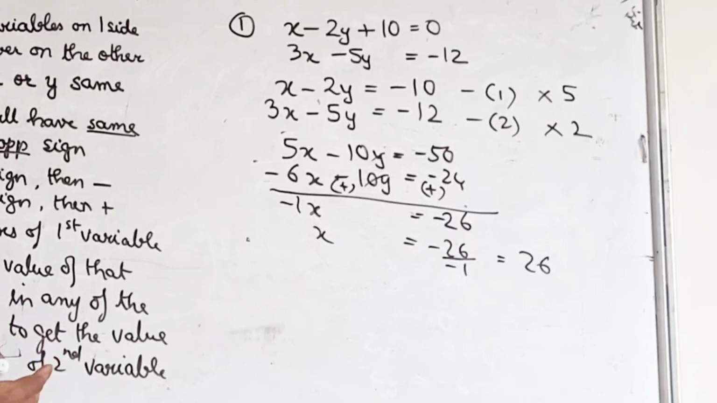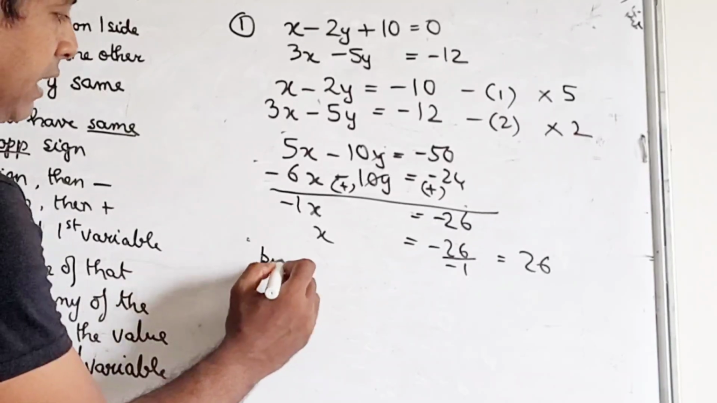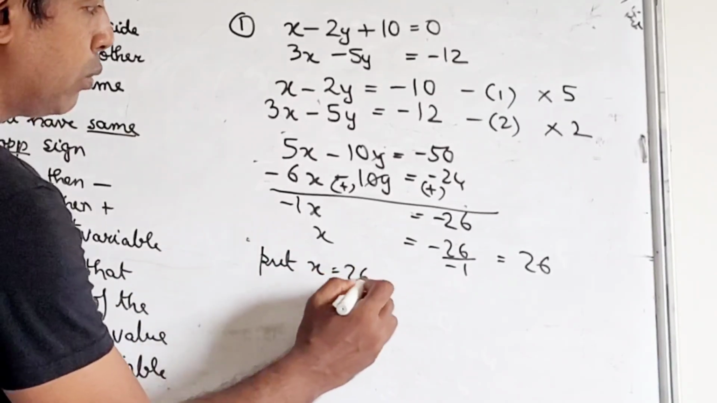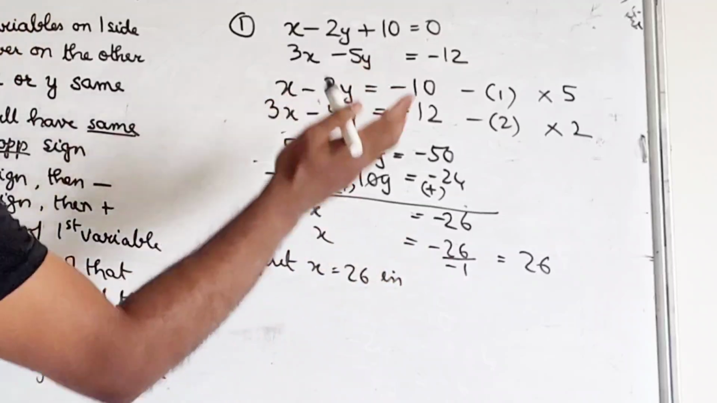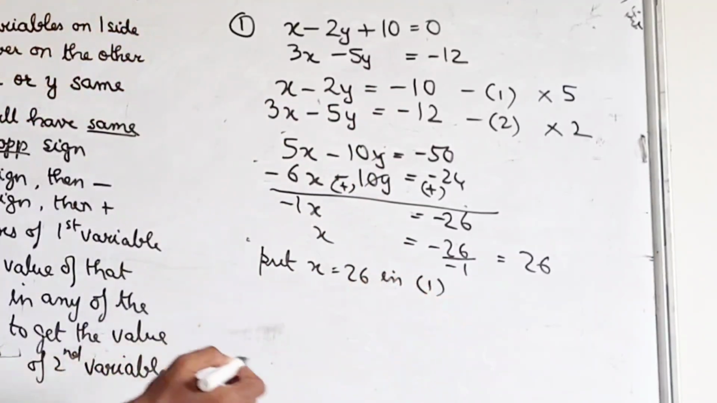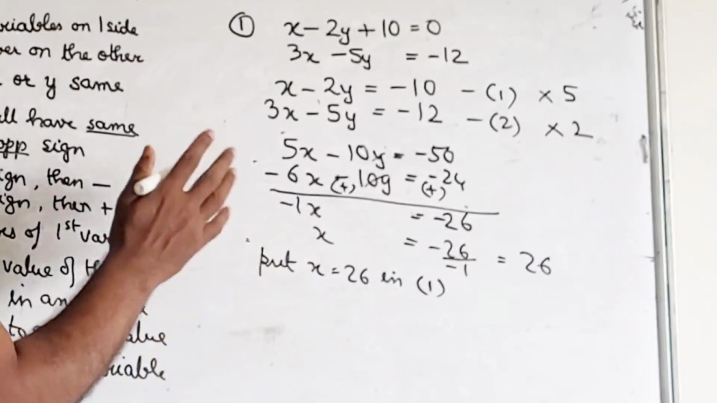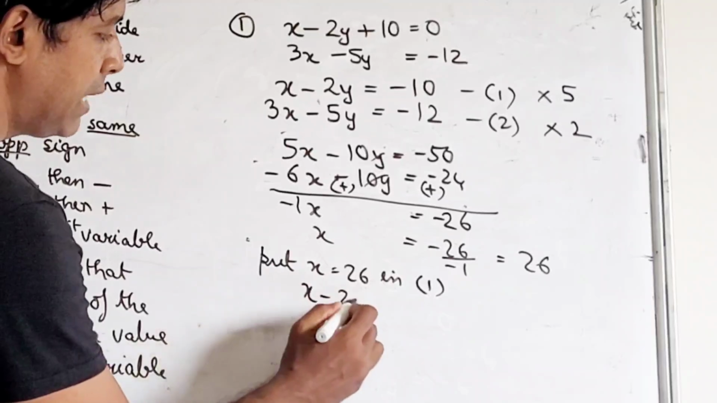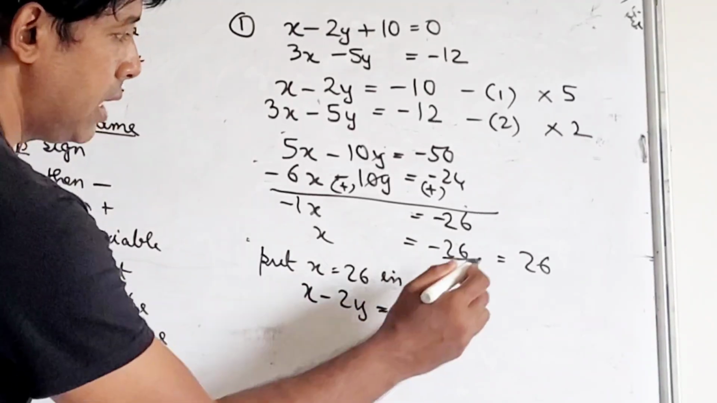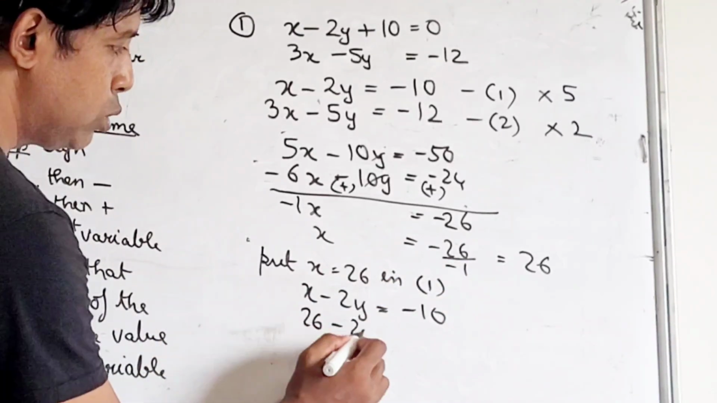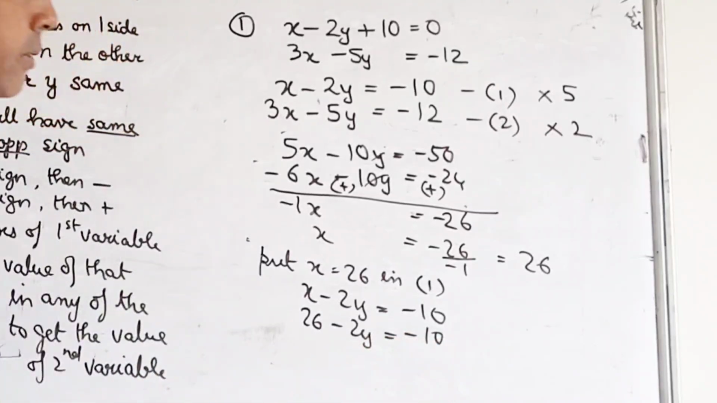Now we want to find out the other variable. So put this value in any of the equations. Put x is equal to 26 in equation 1. You can put it in any equation, still you'll get the same answer. x minus 2y is equal to minus 10. So 26 minus 2y is equal to minus 10.